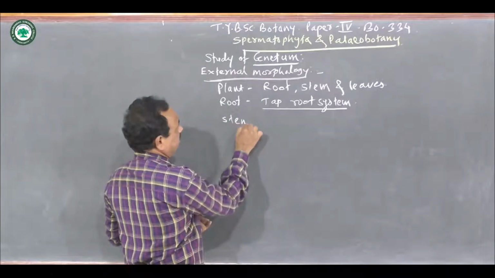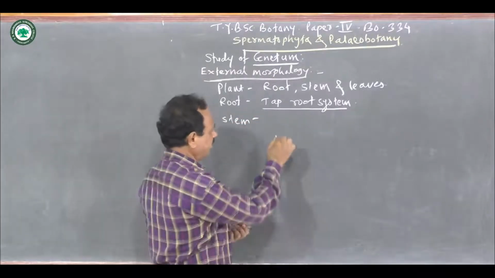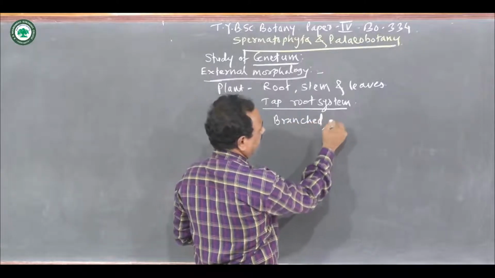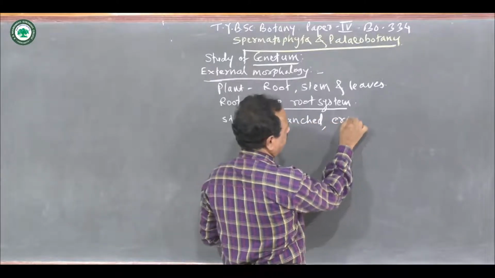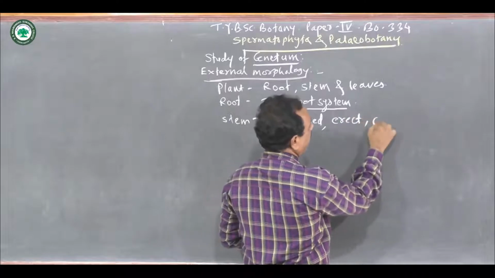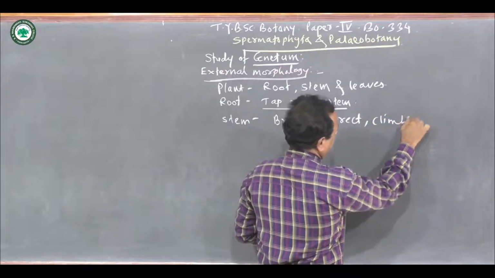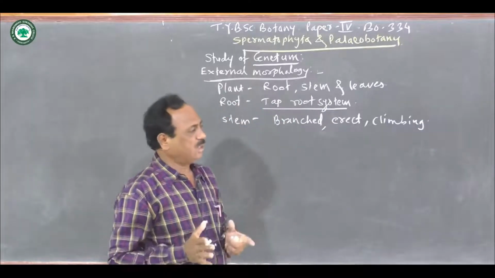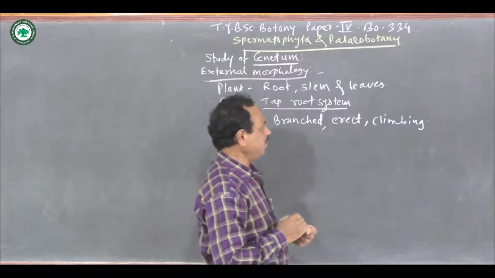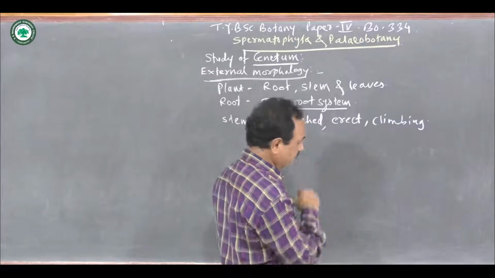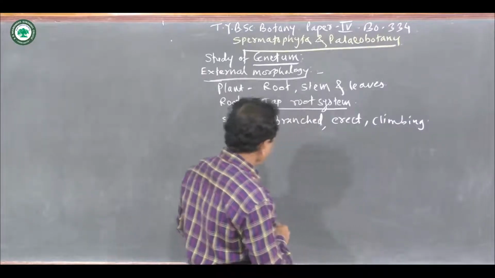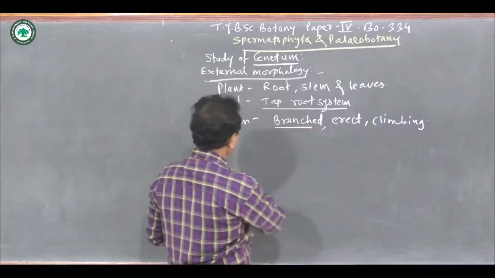If we see the stem, a branched stem is present. It may be erect or it may be a climbing plant. It climbs on a support, so it is climbing. The stem is woody, and so it is a woody climber. And the plant is perennial.